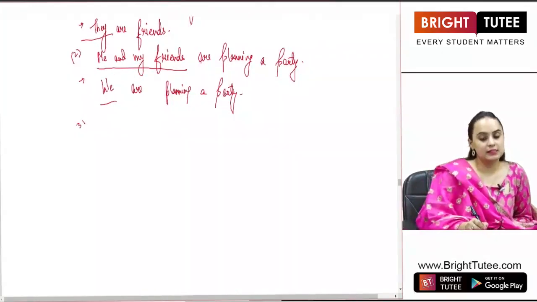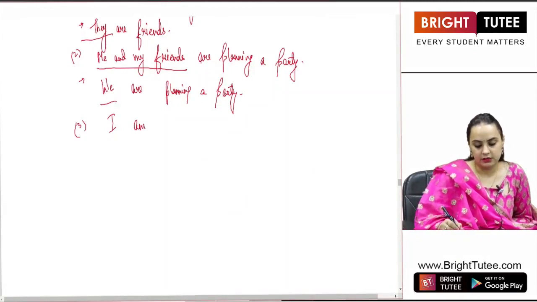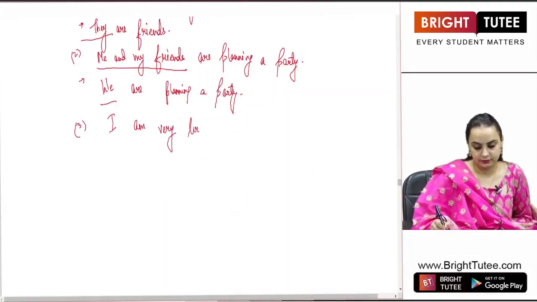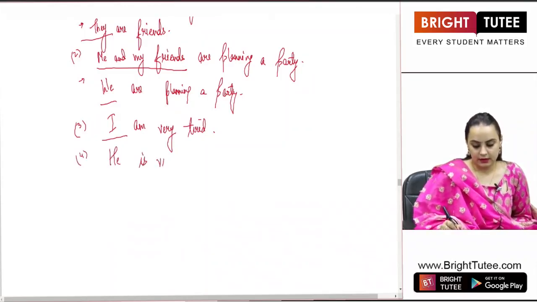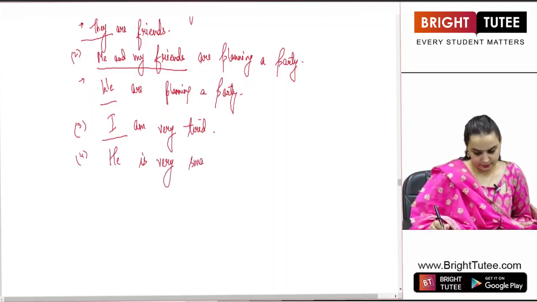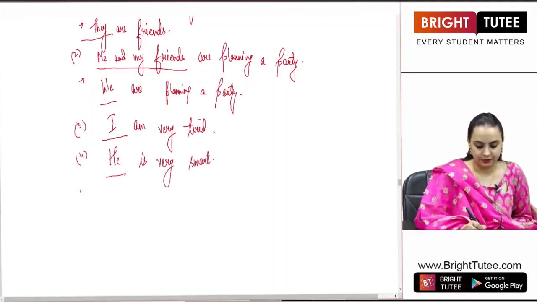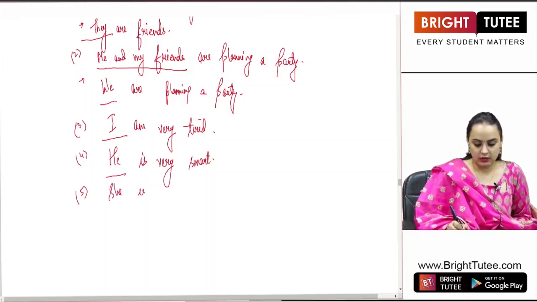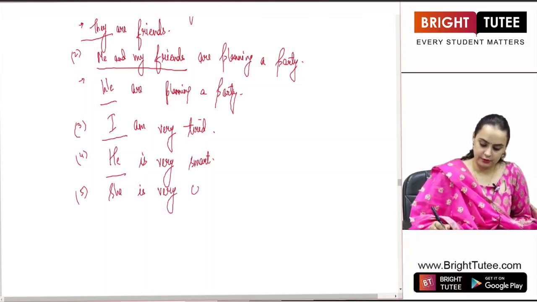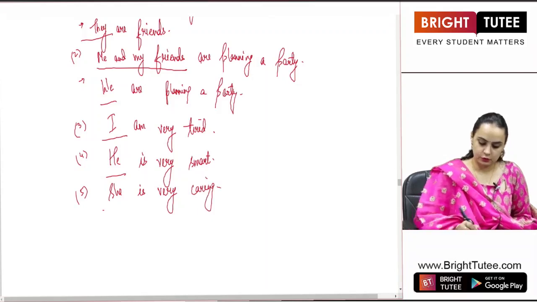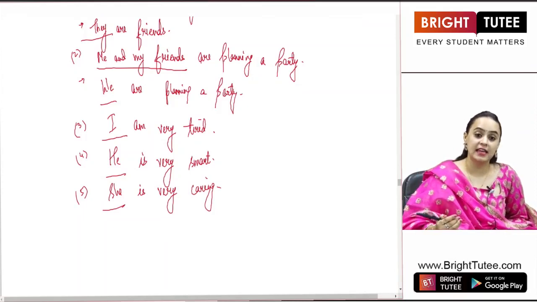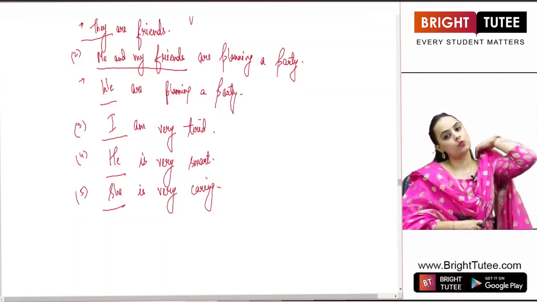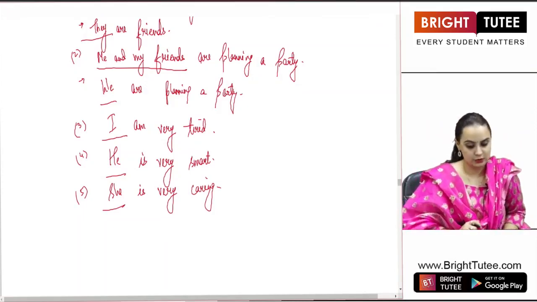Similarly, sentences such as I am very tired. So I. He is very smart. So he. She is very caring. So she, and so on and so forth. So he, she, it, they, we, I, these are all what? These are all the personal pronouns.